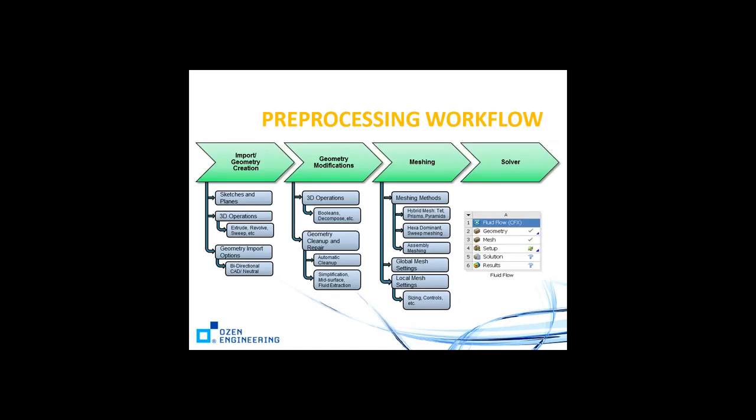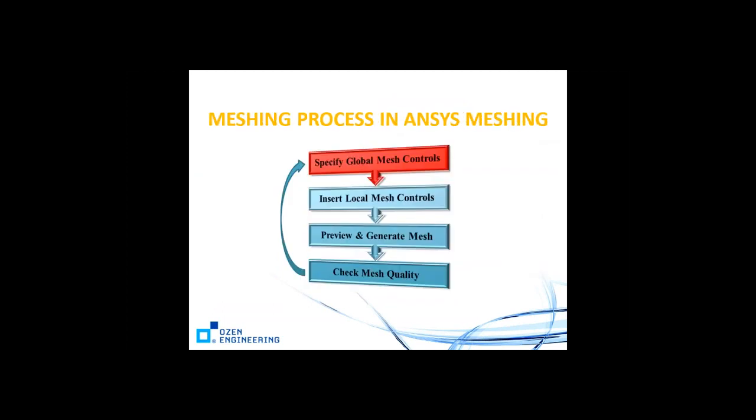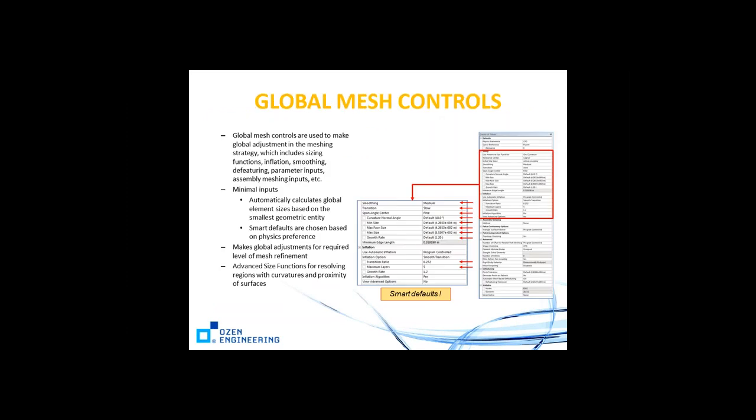So then we have local controls versus global controls. What are the local and global controls? The first thing we want to do is global mesh controls, and then we can do local mesh controls. In ANSYS Meshing, in Workbench Meshing, when we click on mesh, the details in the lower left-hand corner, everything you see there, are what we call global mesh controls.